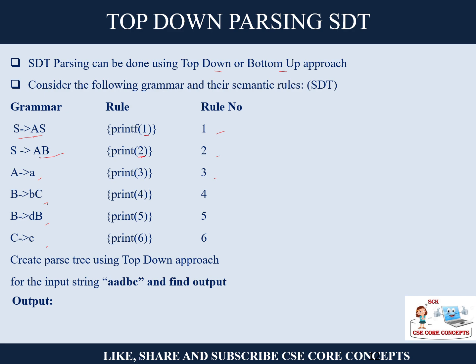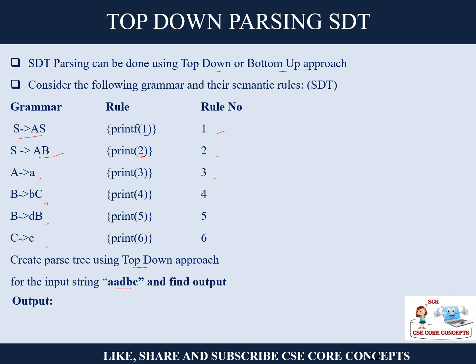Now, one thing we already studied is that the input to semantic analysis is a parse tree which is generated. What we need to do is create an annotated parse tree, that is, a parse tree along with some grammar rules or comments. Now we have to create a parse tree using a top-down approach. You can use any approach unless otherwise specified. Here, since it is specified that you have to use a top-down approach, you can create the parse tree using the top-down approach for the string aadbc. So using this grammar, I have to derive this string.